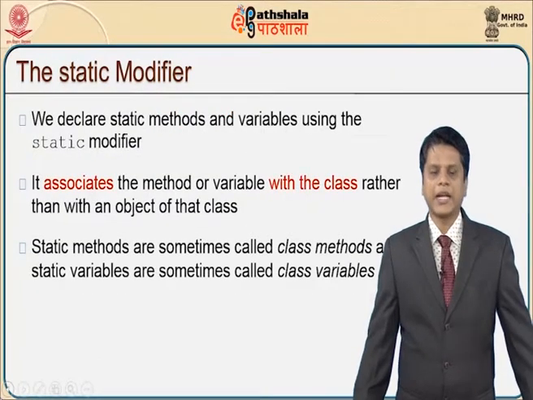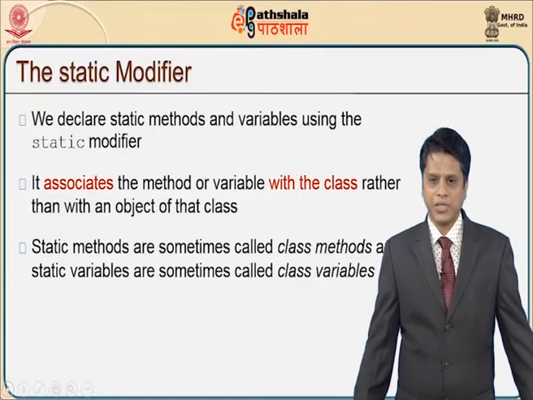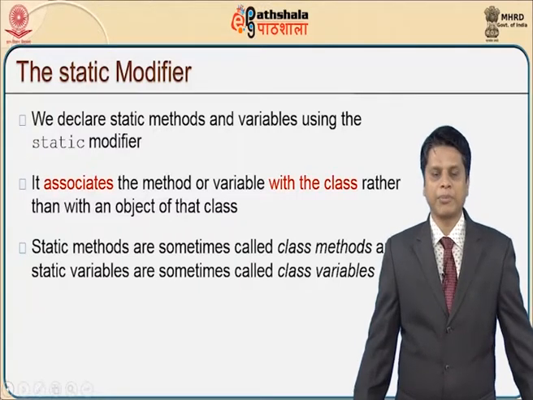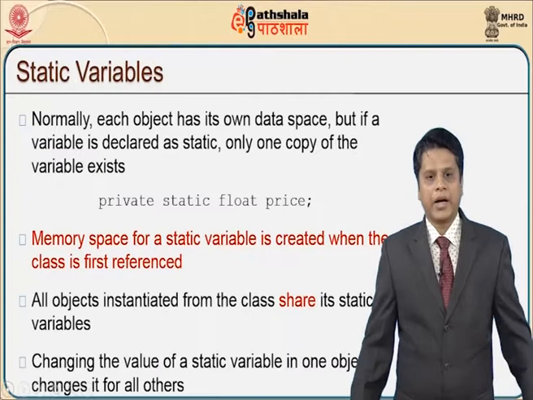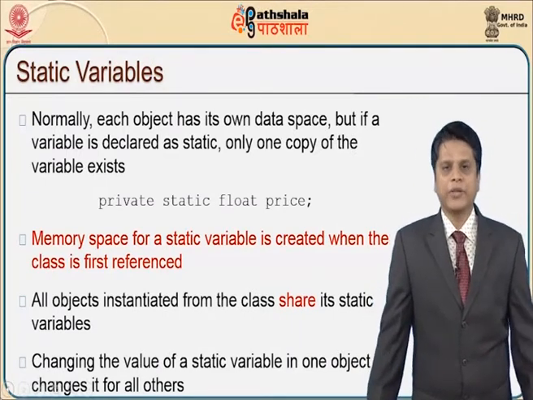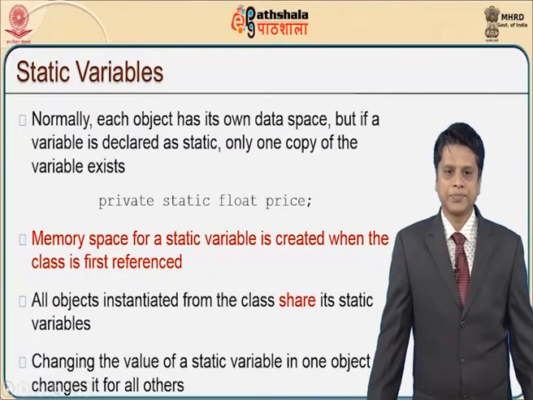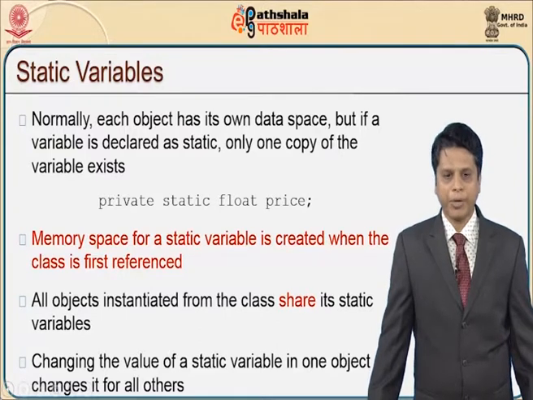Determining if a method or a variable should be static is an important design decision. We declare static methods and variables using the static modifier. It associates the method or variable with the class rather than with an object of that particular class. Static methods are sometimes called class methods and static variables are sometimes called class variables. I can give you an example of that in later instances, but let us look at what static variables regularly mean. Normally, each object has its own data space, but if a variable is declared as static, only one copy of the variable exists. Say, private static float price.